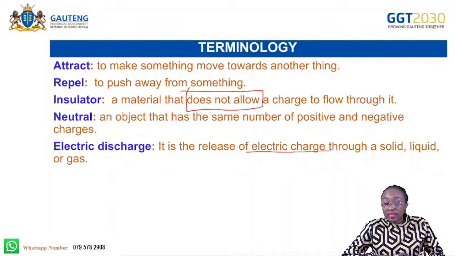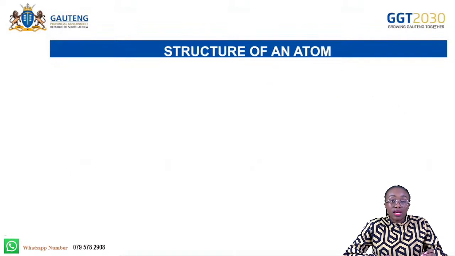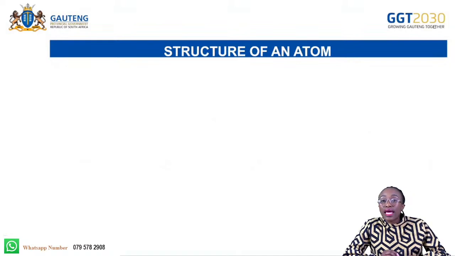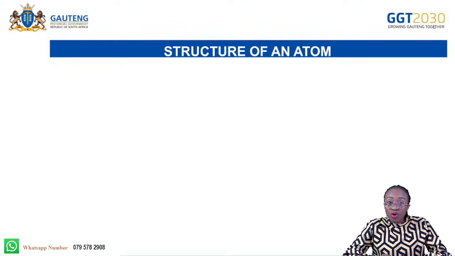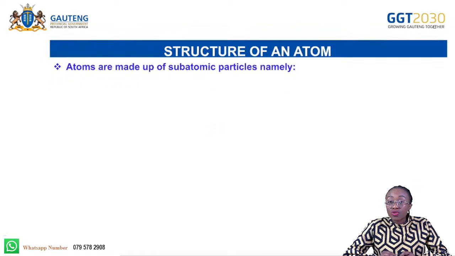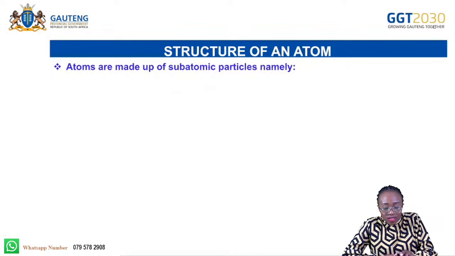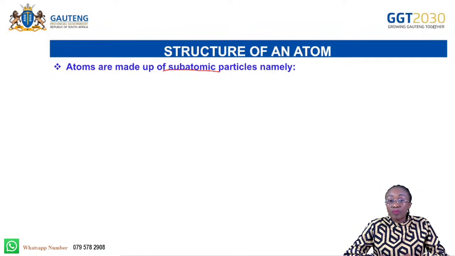Through a solid, liquid, or gas. Now, let us recap on the structure of an atom. Atoms, we know, are made up of subatomic particles. And how many subatomic particles do you remember? There are 3 of them. Now, let us name them.